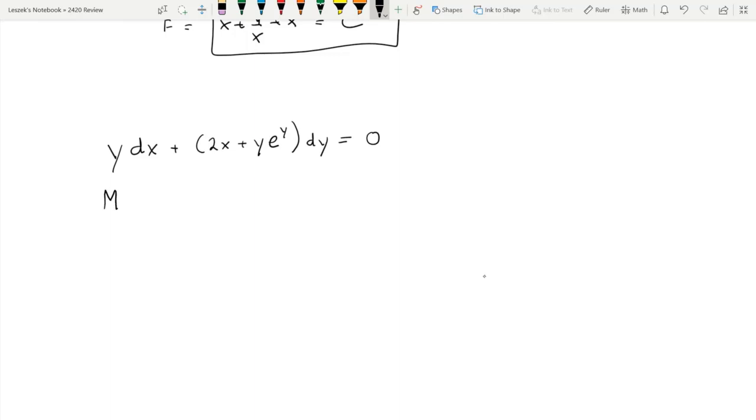All right. Identify M, which is multiplying dx. Identify N, which is multiplying dy. Check for exactness by differentiating M with respect to y and N with respect to x. 2 is not equal to 1, so it's not exact.